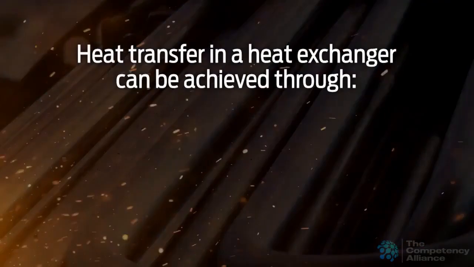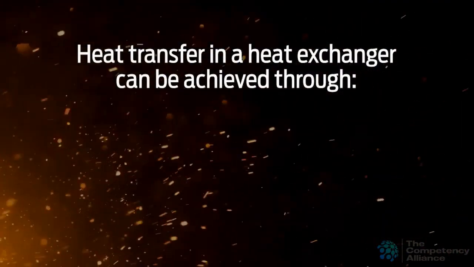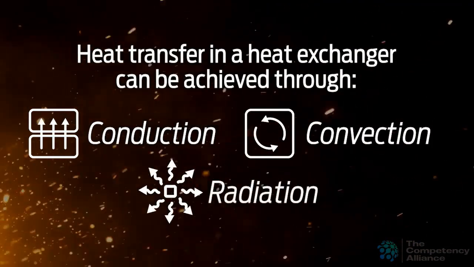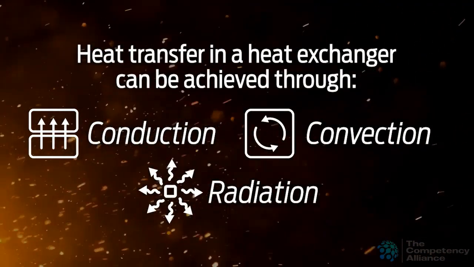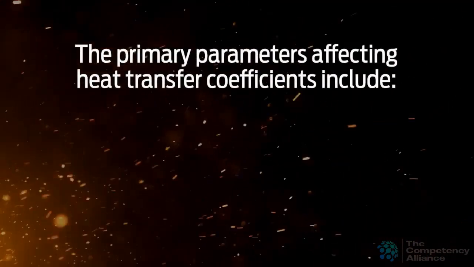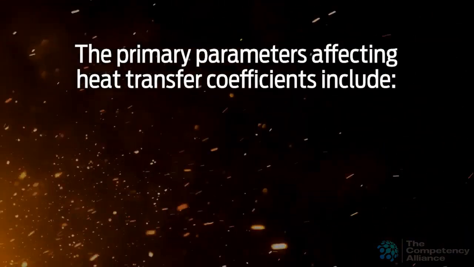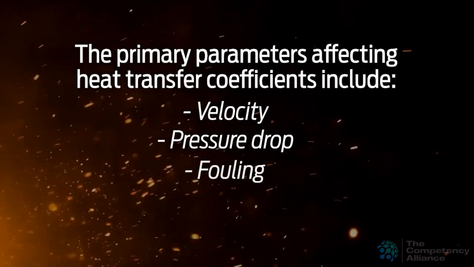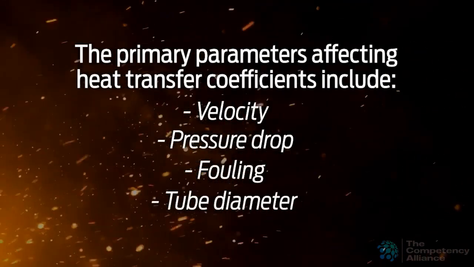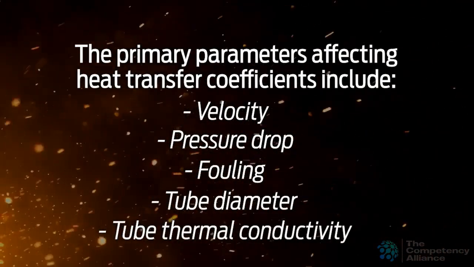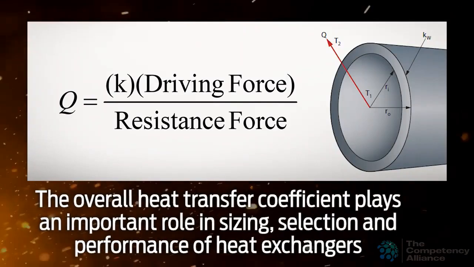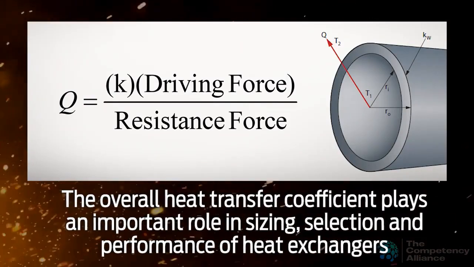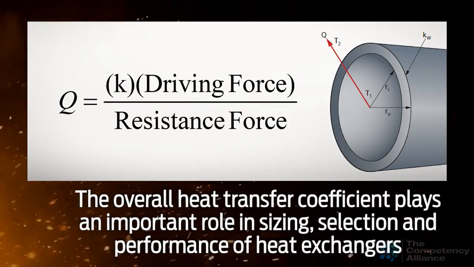Heat transfer in a heat exchanger can be achieved through conduction, convection, radiation, or a combination of these mechanisms. The primary parameters affecting heat transfer coefficients include velocity, pressure drop, fouling, tube diameter, and tube thermal conductivity. The overall heat transfer coefficient plays an important role in sizing, selection, and performance of heat exchangers.